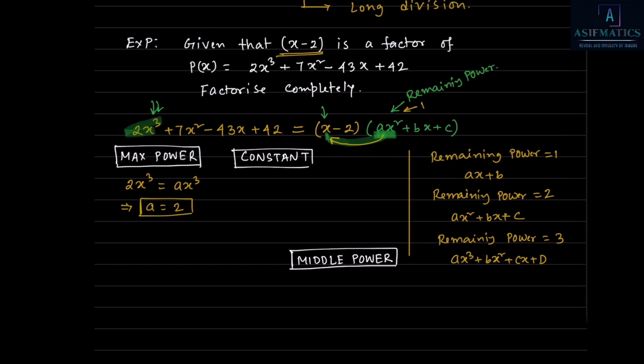Now let's go to the constant. So what is your constant? The constant here is 42.